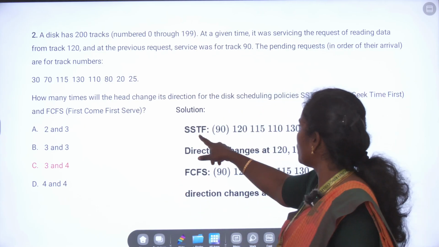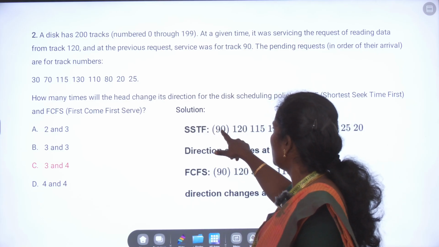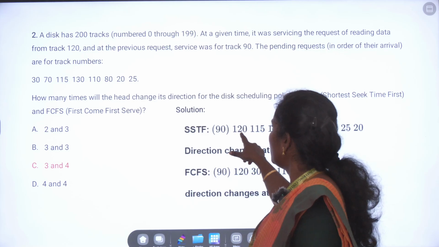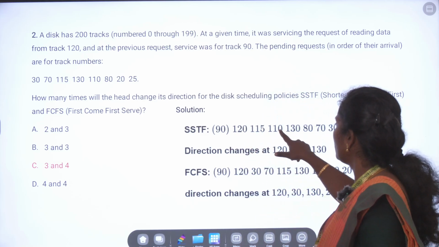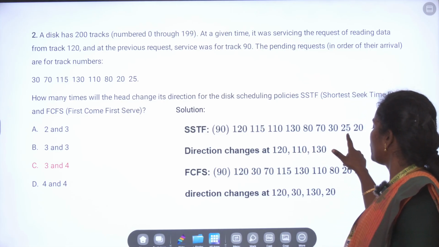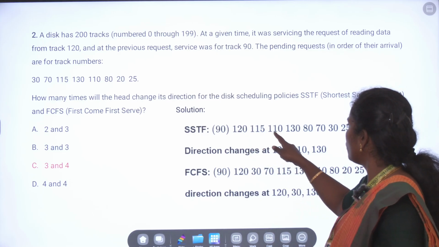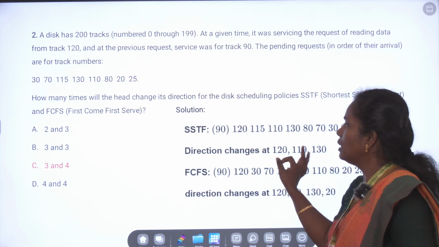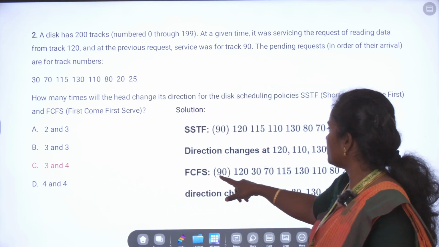In shortest seek time first, the previous head is 90, afterwards it moved to 120, and then the closest is 115, then the closest 110, then 130, and then 80, 70, 30, 25, 20. It changes direction at 120, 110 and then 130. So the answer for shortest seek time first is 3.